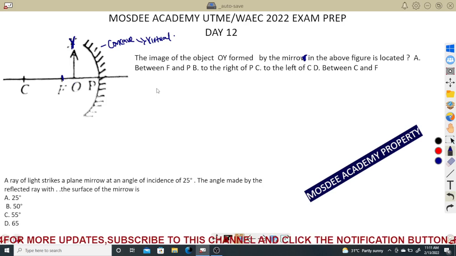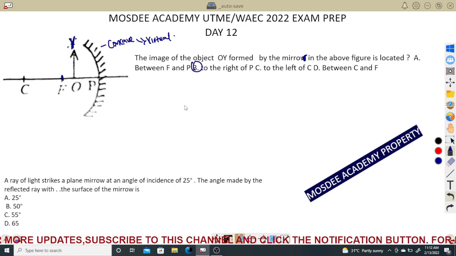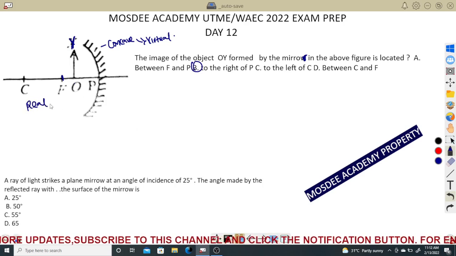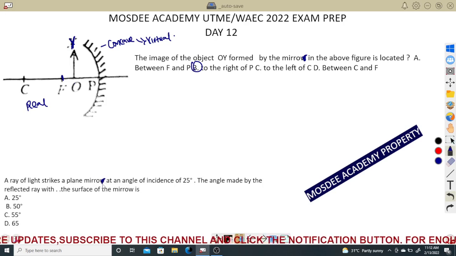A is between F and P. When the object is placed between focus and the pole, the image is formed here, to the right of P, and right of P is the answer to this, because I've talked about that in the previous one. To the left of C, all those are real images. Real images are formed at this side. Virtual are formed at this side. So guys, let's move on to the next one. You can see all their mirror is mirror, mirror, mirror. Maybe it's an error from the team.